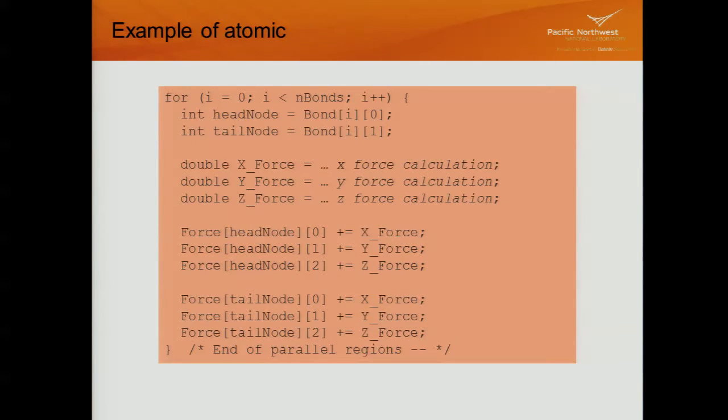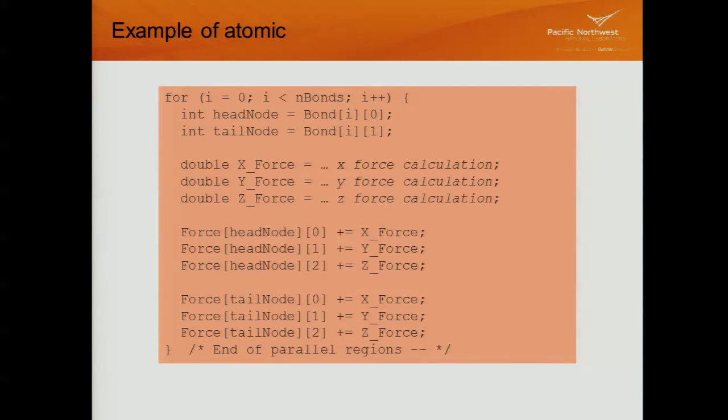So OpenMP doesn't really allow me to parallelize this, because I'd have to give it in the reduction clause. I have to say force, and that locks the whole array, right? But on the XMT, I can do that at a single word granularity, right? So the only thing that gets locked when I do this update operation is this one data word, force of head node of 0. And then this one will get locked and updated, okay.